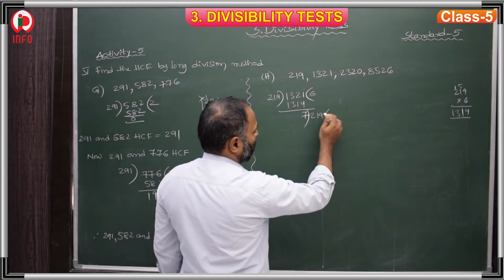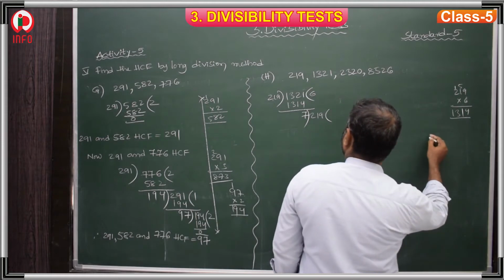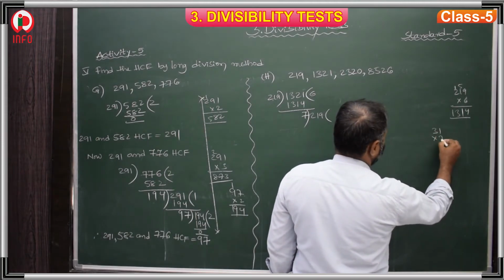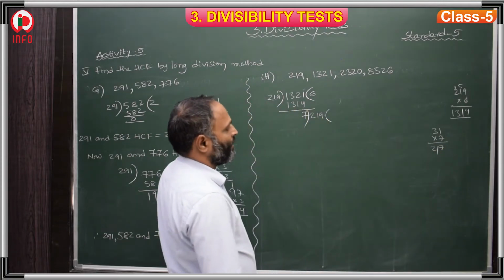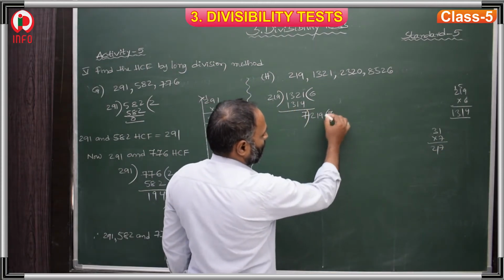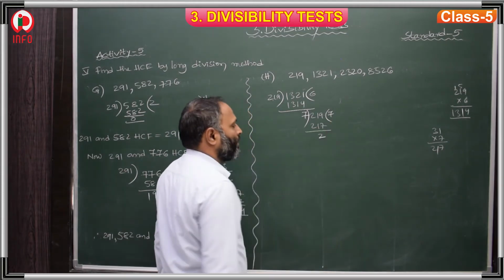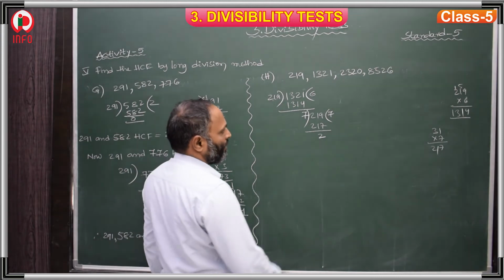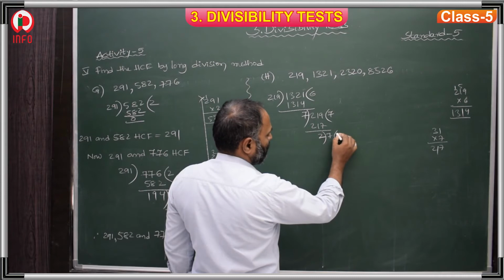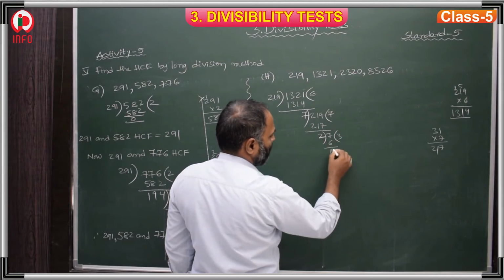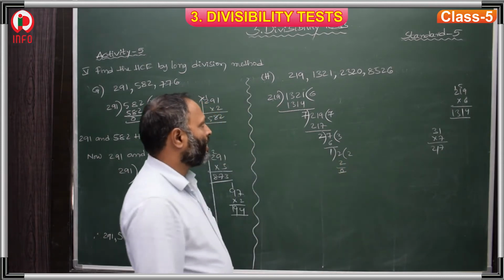7 twos are 7. 31 into 7: 7 ones are 7, 7 threes are 21. 31 sevens are 270 and 2 left. Then 7, 2 threes are 6 and 1 is left. 1 with 2, 1 twos are 2. Here 1 is the HCF.